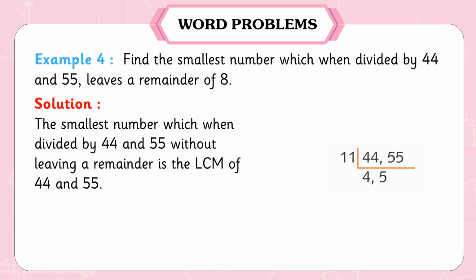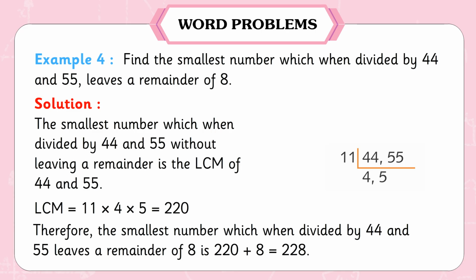Solution: The smallest number which, when divided by 44 and 55, leaves no remainder is the LCM of 44 and 55. 44, 55. 11, 4, 5. LCM is equal to 11 into 4 into 5 is equal to 220. Therefore, the smallest number which, when divided by 44 and 55, leaves a remainder of 8, is 220 plus 8 is equal to 228. Answer: 228.